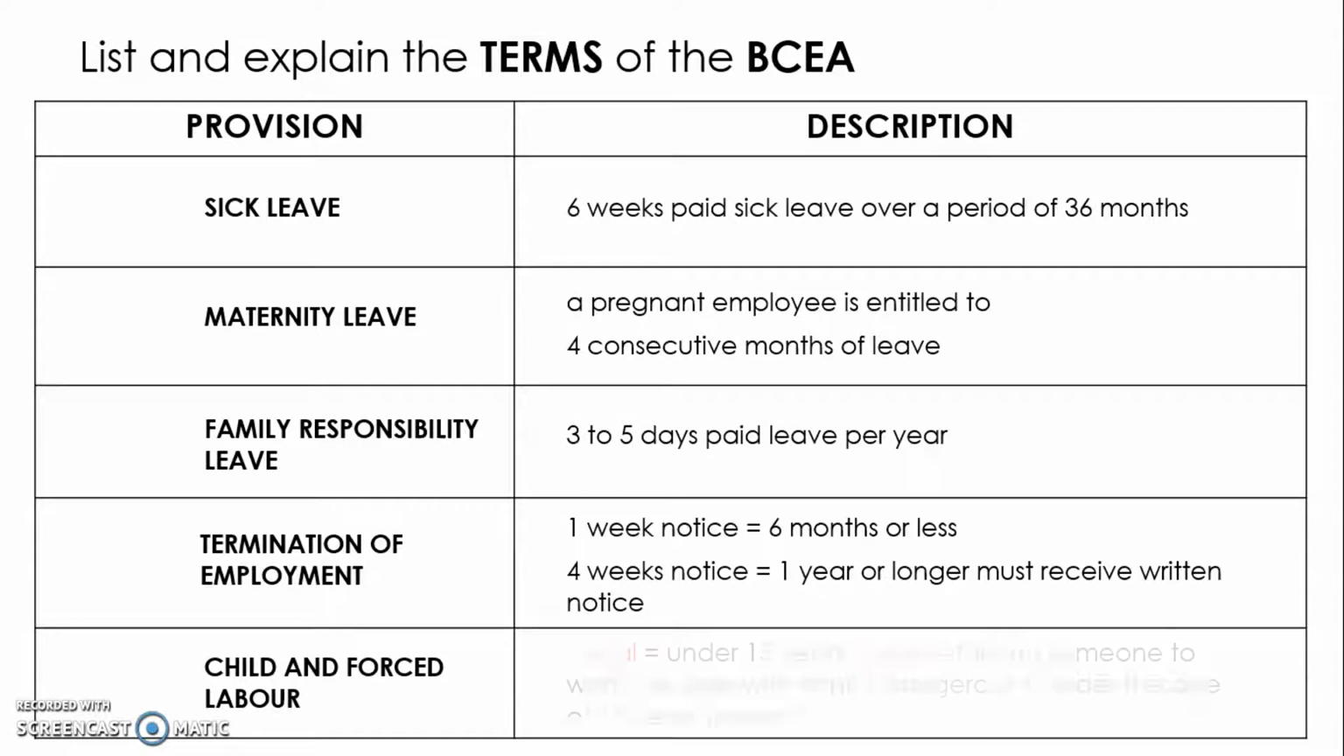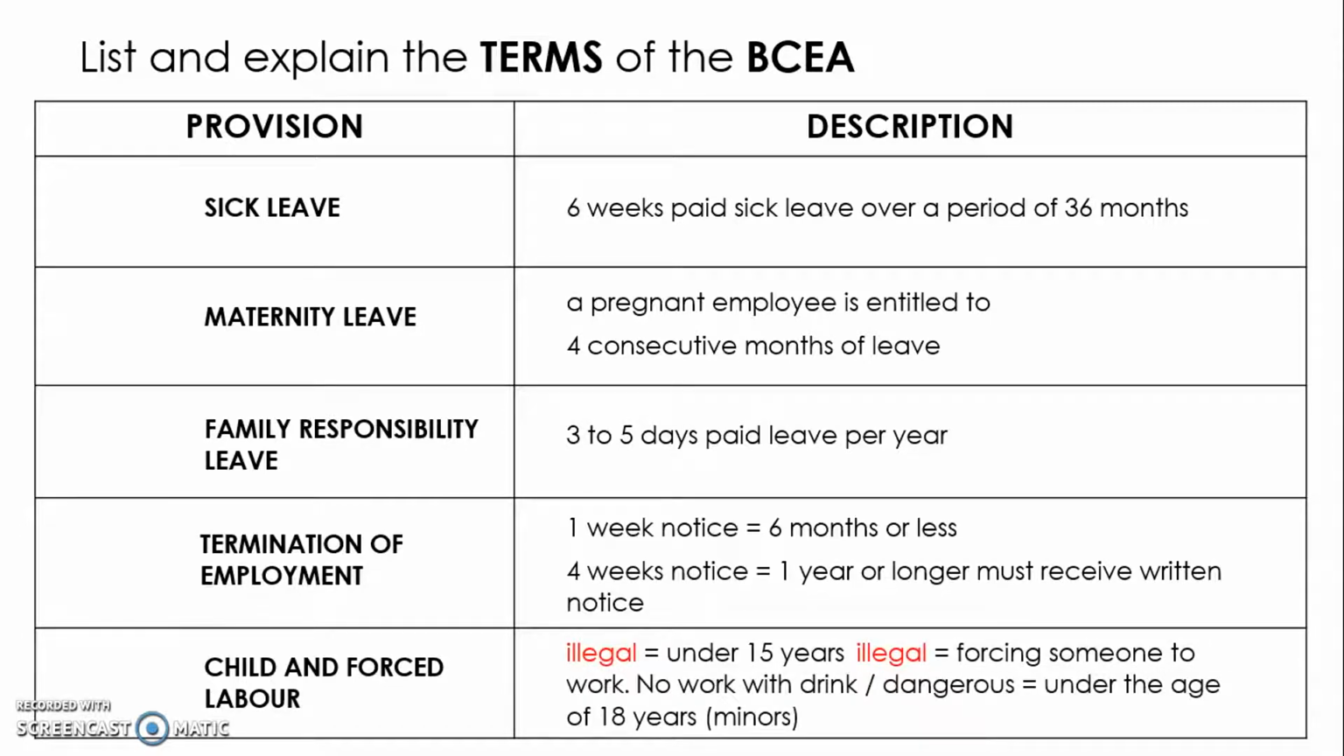Child and forced labor. It is illegal that an employer asks anyone under the age of 15 years to work. Also, it is illegal to force somebody to work. No person should force somebody to work and pay them with drink, and workers under the age of 18 but over the age of 15 should not be allowed to do dangerous work.